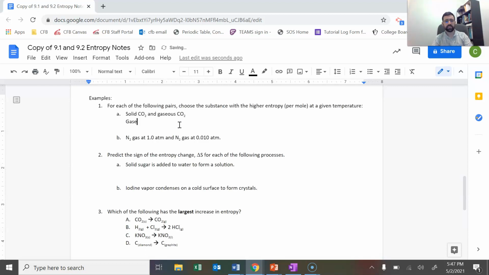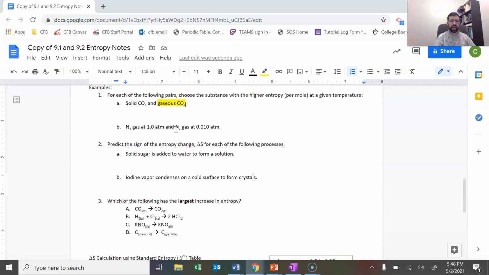And maybe we'll just highlight these. So yes, gaseous carbon dioxide is going to be the one with the greater amount of entropy. N2 gas at 1 atmosphere and N2 gas at 0.01 atmospheres. Well, now we're looking at pressure. So greater pressure, that's compressed down in a really small space where the molecules can't move as much. But if it's lower pressure, those molecules can move around more freely and more randomly.